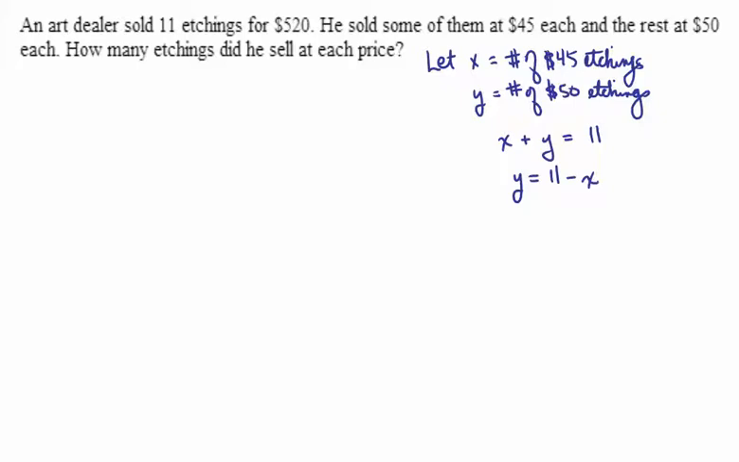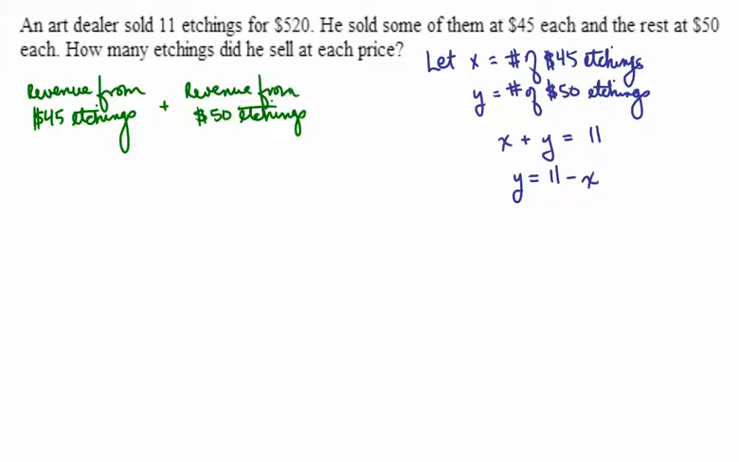So, next, we know that the revenue from the $45 etchings plus the revenue from the $50 etchings has to equal the total revenue. Now, what is the revenue from the $45 etchings? Well, it's $45 times the number of $45 etchings, which is x. What is the revenue from the $50 etchings? It's $50 times the number of $50 etchings, which is y. What's the total revenue? That's given to us in the problem as $520.